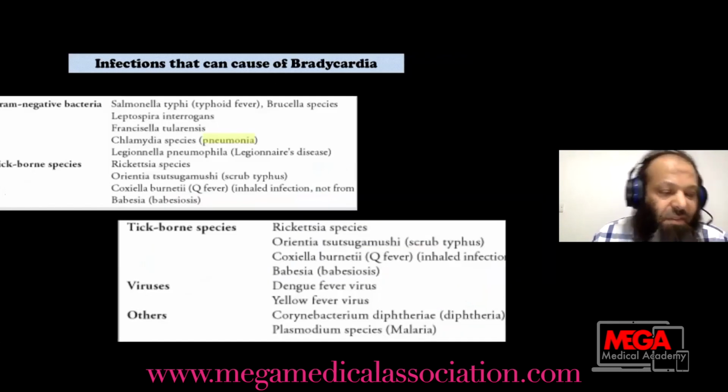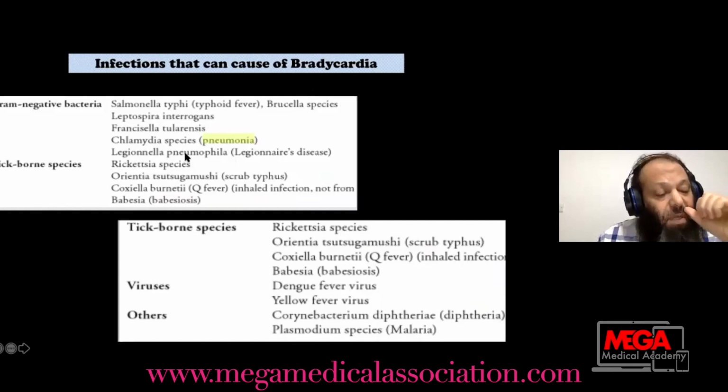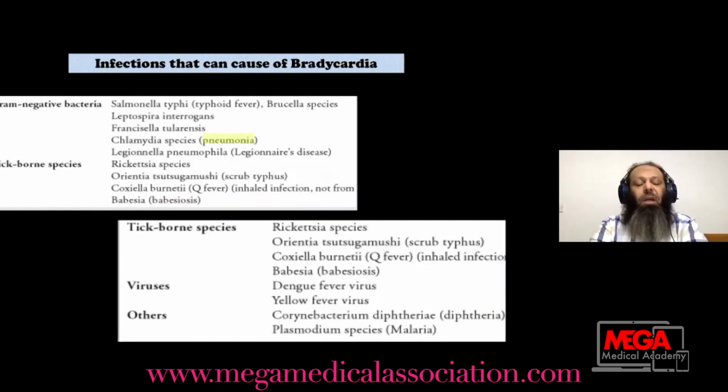One of the interesting things in the ICU is that you may have a patient admitted with community acquired pneumonia, febrile, in respiratory distress, with a fever of 38, 38.5, or 39, though the patient is bradycardic. So you should think about the differential diagnosis. One of the common causes of fever with bradycardia is chlamydia and legionella pneumonia. So when you are facing a patient with community acquired pneumonia who is bradycardic, put in your differential atypical pneumonia, which is chlamydia or legionella.